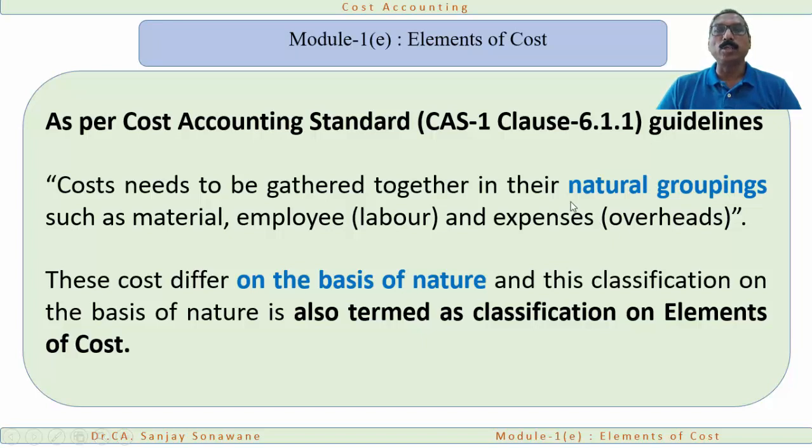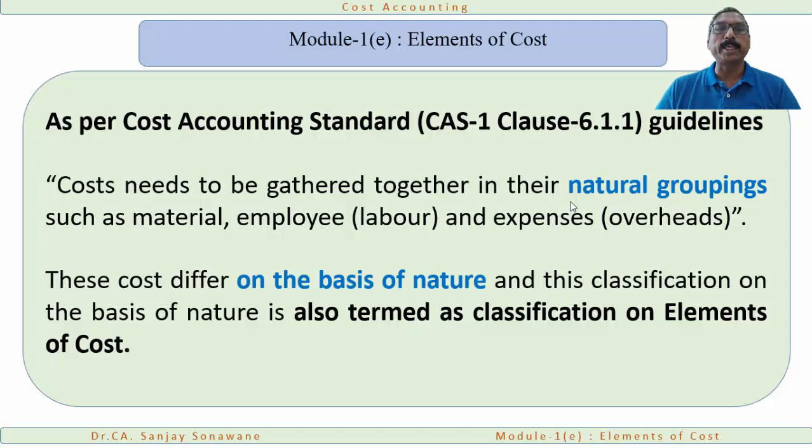Now this element of cost is given a reference in Cost Accounting Standard CAS 1, which gives the guidelines as under: cost needs to be gathered together in their natural groupings such as material, employees and expenses. So what this guideline says is, when you want to classify as per the elements of cost, give importance to the natural grouping. And what are the natural groupings? Either material cost or labor cost, and anything other than material and labor, the third, is called overheads.